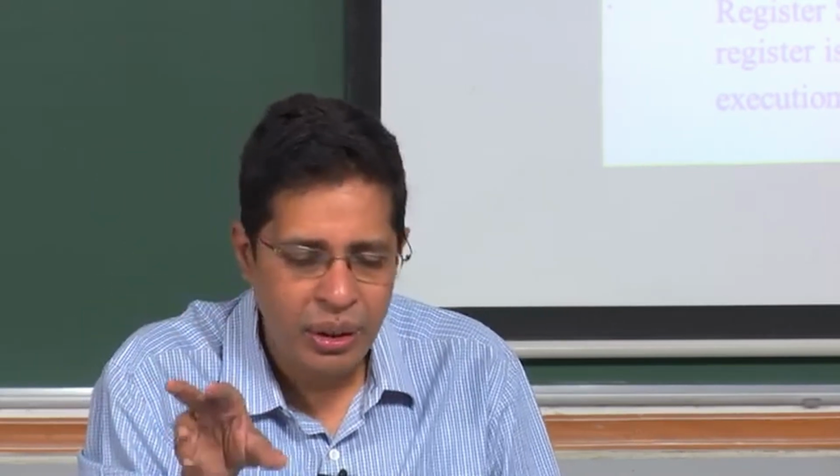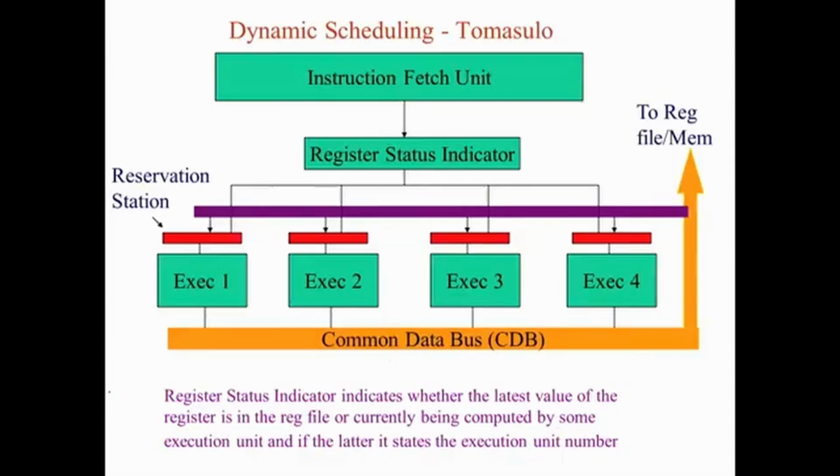Assuming you have followed this, let me read out that magenta statement down. Register status indicator indicates whether the latest value of the register is in the reg file or currently being computed by some execution unit, and if the latter, it actually stores the execution unit number.